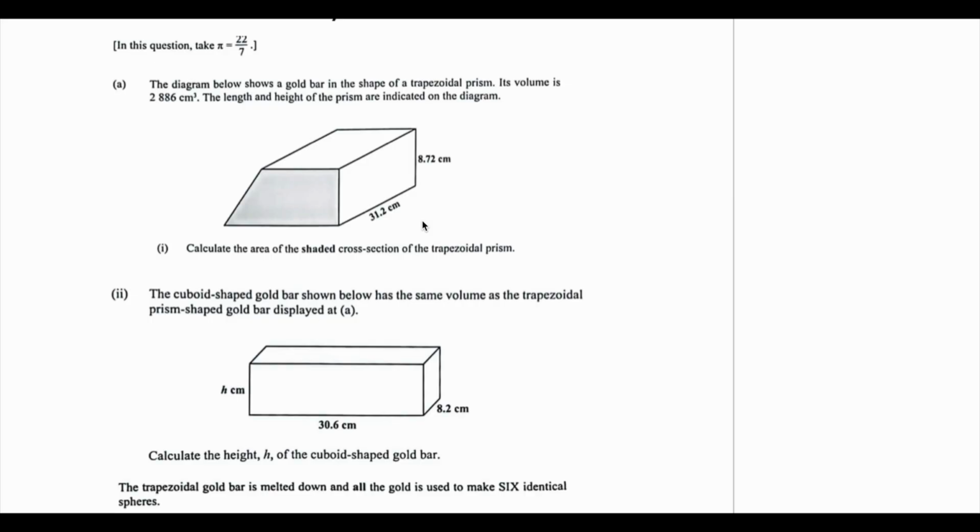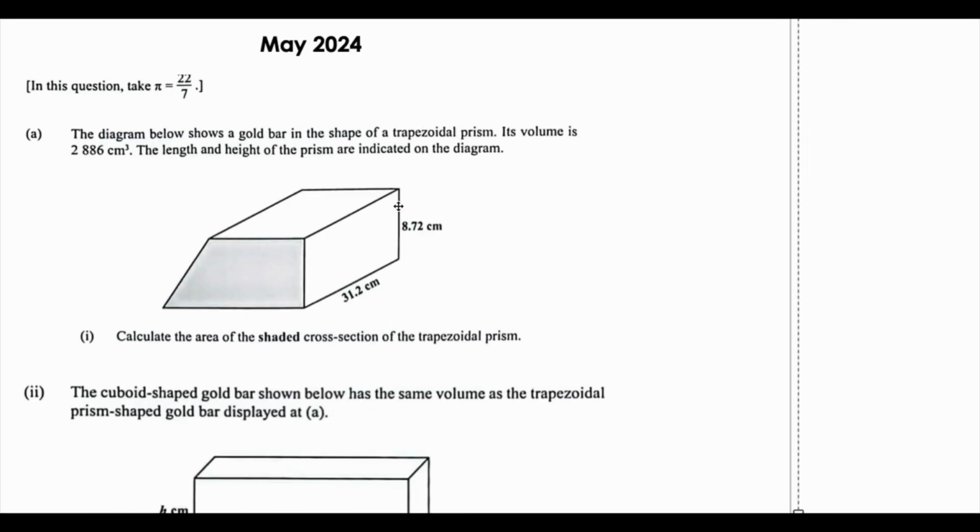Okay, so let's see what y'all come up with. For this one, it says the diagram below shows a gold bar in the shape of a trapezoidal prism. The volume is 2,886. The length and the height of the prism are indicated on the diagram. Calculate the area of the shaded cross section. So this is a shaded cross section of the trapezoidal prism. Remember what we said the volume of a prism is. It's applying the same concept from what we did earlier. So volume is equal to area times height.